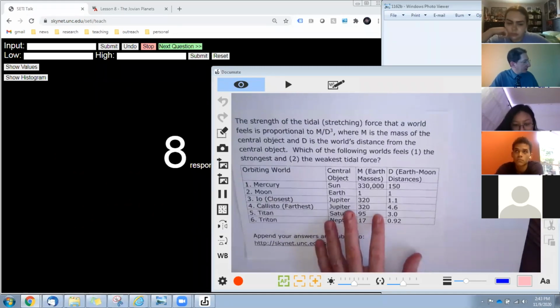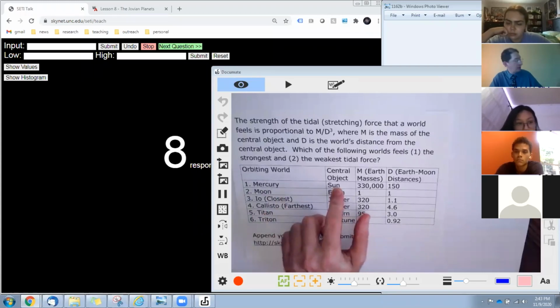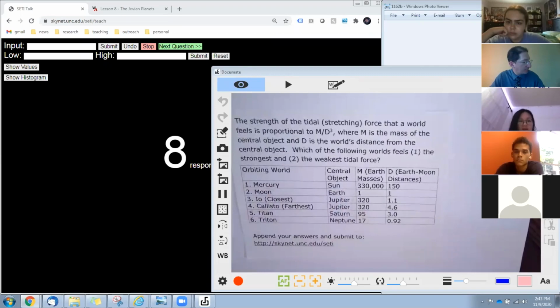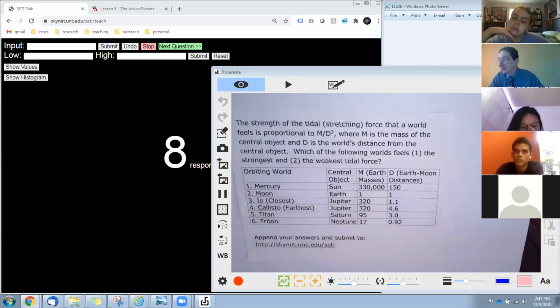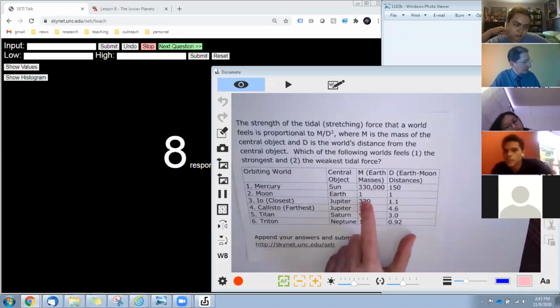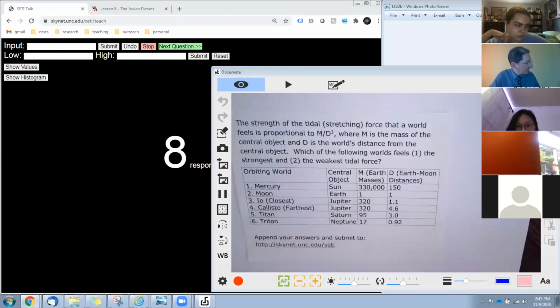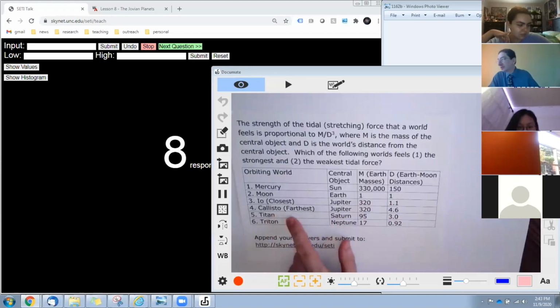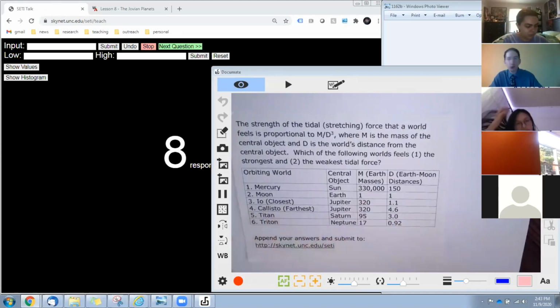So what else do we have in this table, though? We have Mercury going around the sun. So they're not all moons. I have one planet with the sun being the central object. And so we have the mass and the distance here in the Earth and Earth-Moon units. For Jupiter, I have Io, which is the closest in of the Galilean satellites, which we talked about last time. And I have Callisto, which is the farthest away of those 4, which we'll talk about this time. So same central mass, but different distances. And I also have the large moon going around Saturn, Titan, and the 7th large moon in the solar system, Triton, going around Neptune. We haven't spoken about those yet, but we'll get to those next time.